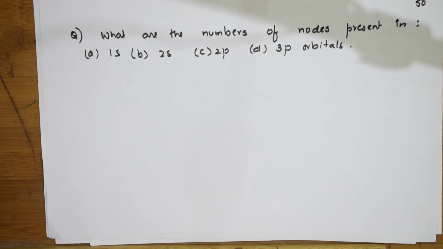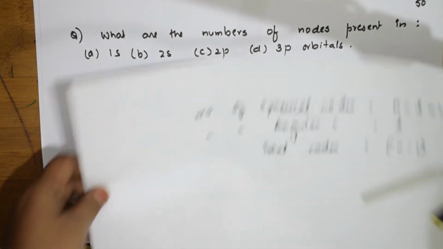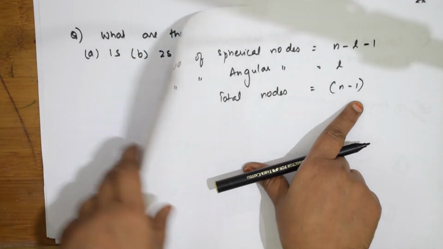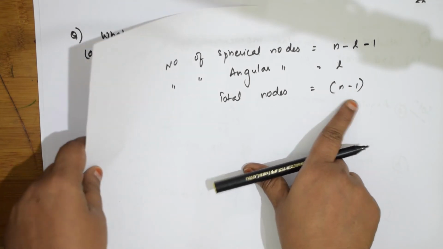So what do they give me? What are the number of nodes present in 1s, 2s, 2p and 3p? Okay, nodes I need to calculate. Just now I have written the formula in the previous sum. So what did I say? Number of nodes, this is the formula. Total number of nodes is n minus 1. Okay, let me use this formula.